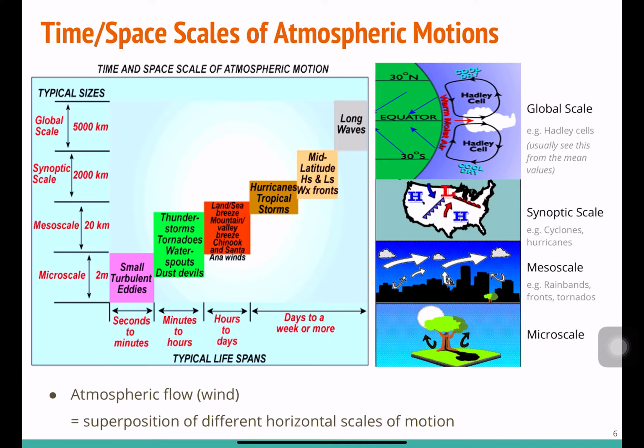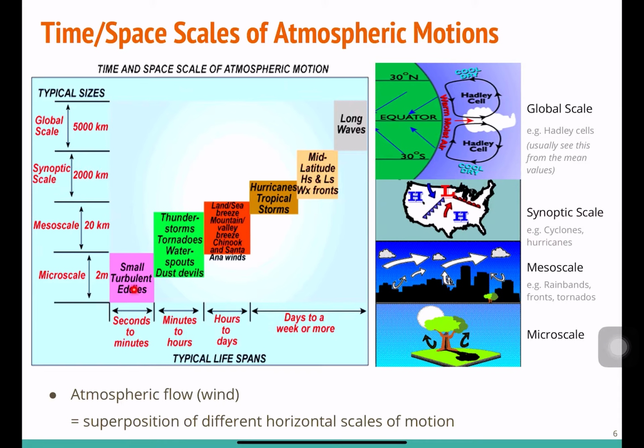Okay, I think you are all very familiar with this, so this is for your reference. We have different time and space scales in our atmosphere. So the x-axis here is the time scale, and then this one is the spatial scales. And you can see that different weather phenomena are associated with different scales. For example, hurricanes or tropical cyclones are between synoptic scale and mesoscale. And the time scale would be days to a week or more.